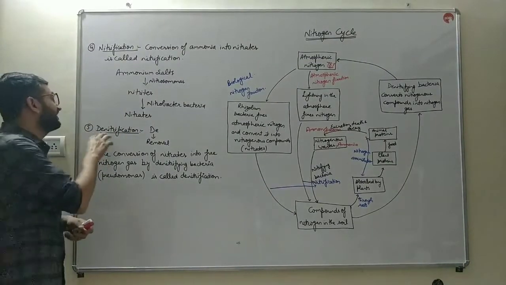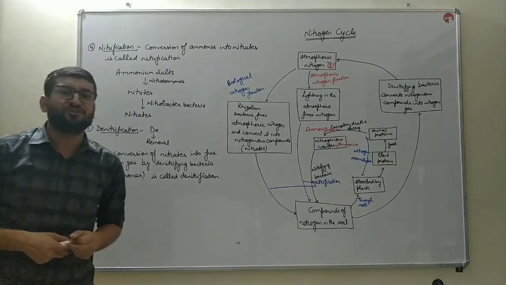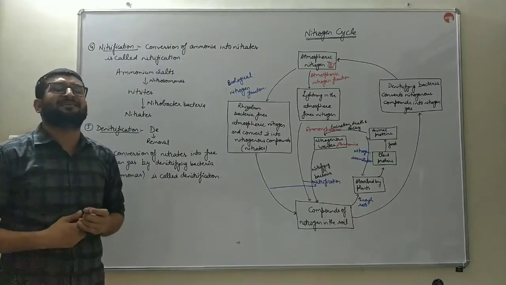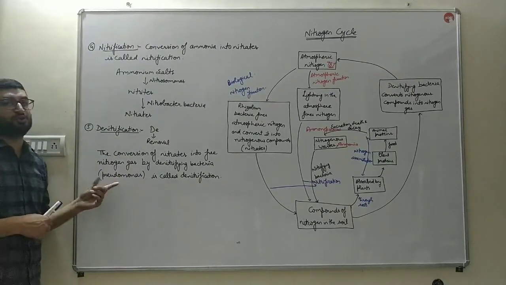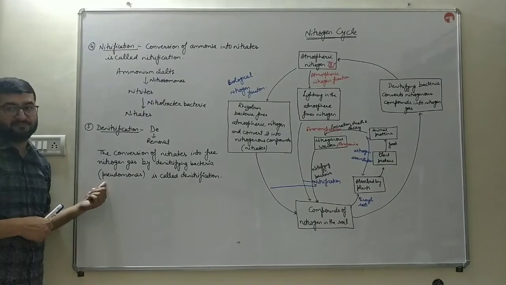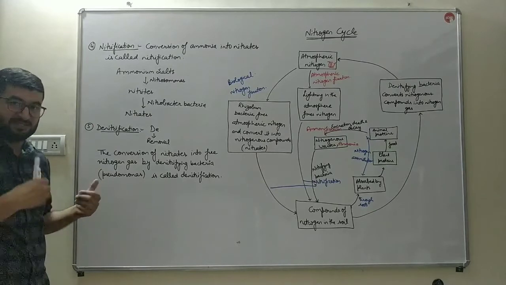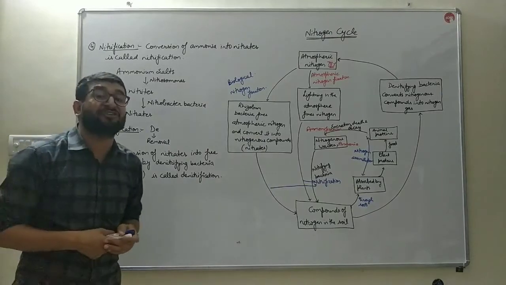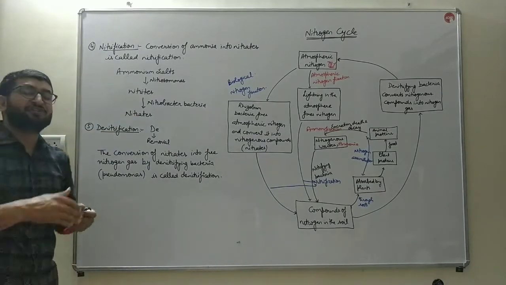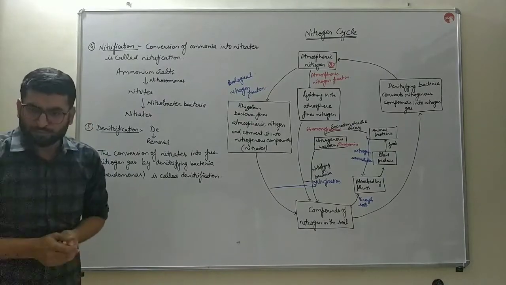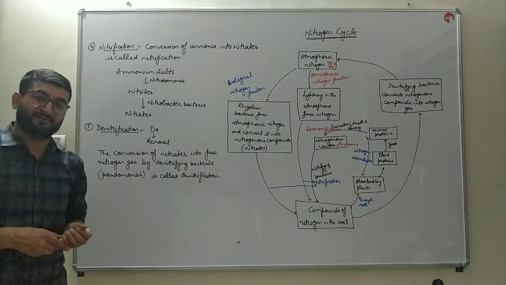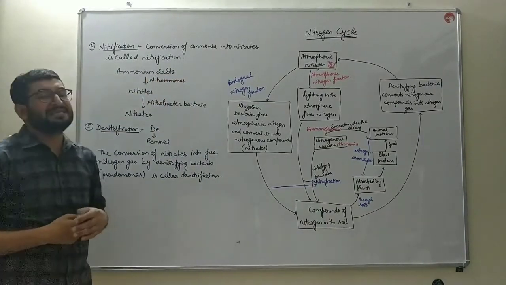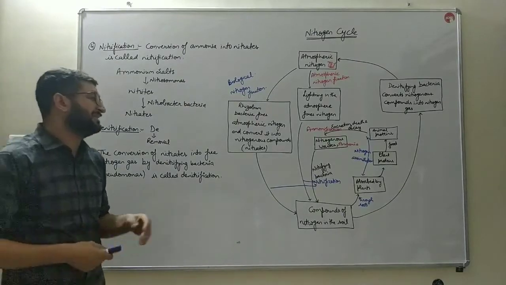D means removal and nitrite means nitrates. The conversion of nitrates into the atmospheric nitrogen by denitrifying bacteria, the example is Pseudomonas. Pseudo starts with P, but P is silent here. It is pronounced as Pseudomonas. Pseudomonas is an example of denitrifying bacteria, the bacteria which converts the nitrates into atmospheric nitrogen again. So the conversion of nitrates into the atmospheric nitrogen by denitrifying bacteria, that is Pseudomonas, is known as denitrification.